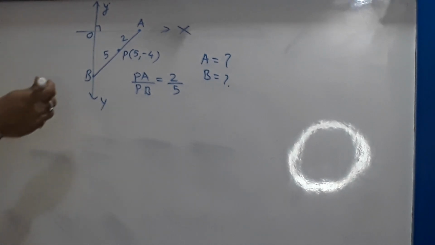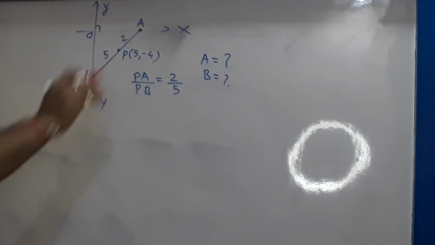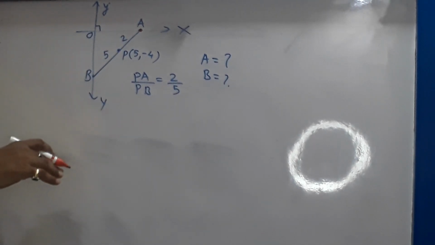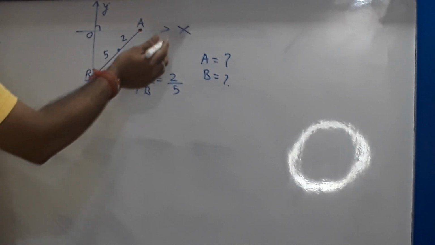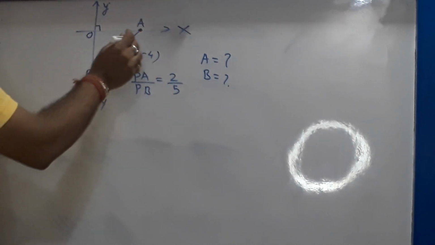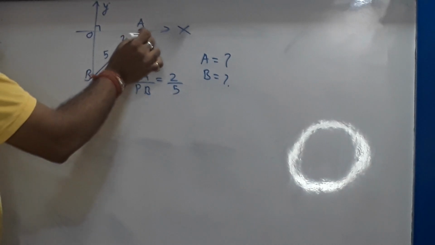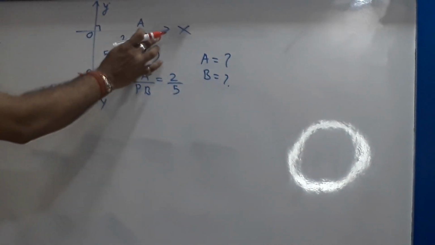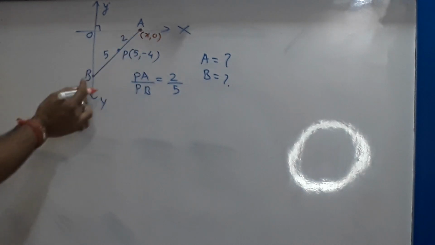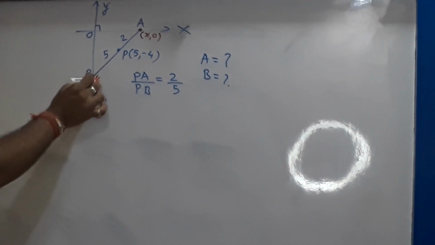Now remember this. A is a point on the x-axis. In the reflection chapter we have studied that any point which lies on the x-axis has y coordinate 0. So A coordinates will be (x, 0). Any point which lies on the x-axis has second coordinate 0. Similarly, any point which lies on the y-axis has x coordinate 0. So (0, y).